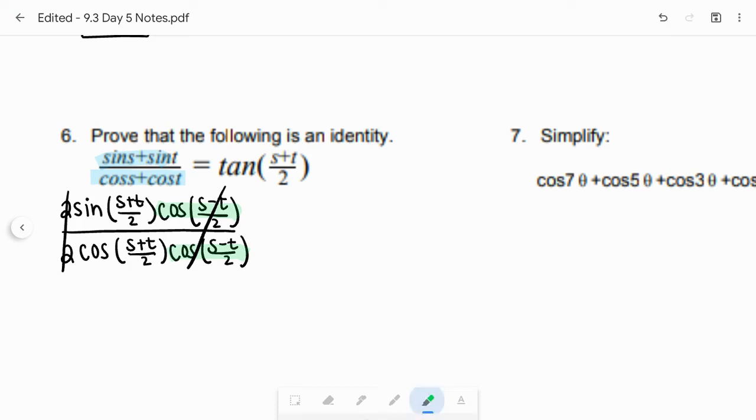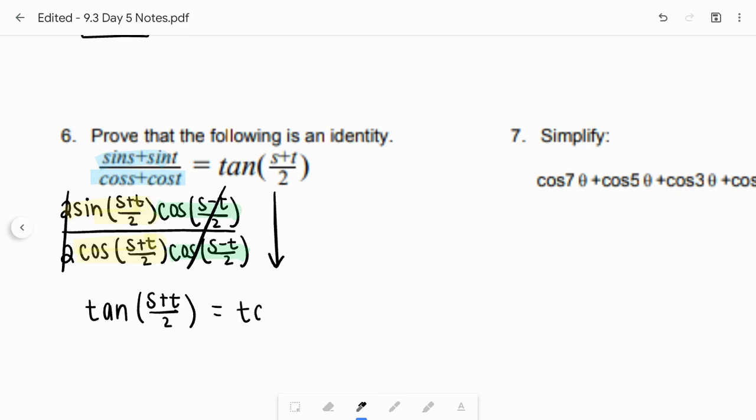So what I am left with is just sine of (s plus t) divided by 2 over cosine of (s plus t) divided by 2. Okay, so what's in the parentheses is the same, and sine divided by cosine is tangent. So this simplifies to tangent of (s plus t) divided by 2, and that does in fact equal the right-hand side.